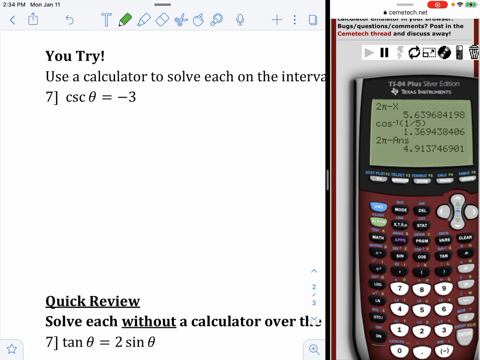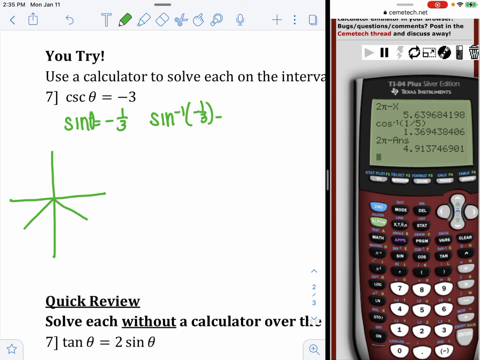My calculator does not have a cosecant button, so I'm going to change it to its reciprocal, which is sine, and then I need the reciprocal of -3, which is -1/3. Where is sine negative? The third and fourth quadrant. Ooh, I forgot theta there. So now I'm going to do sine inverse of -1/3 to get an angle measure.